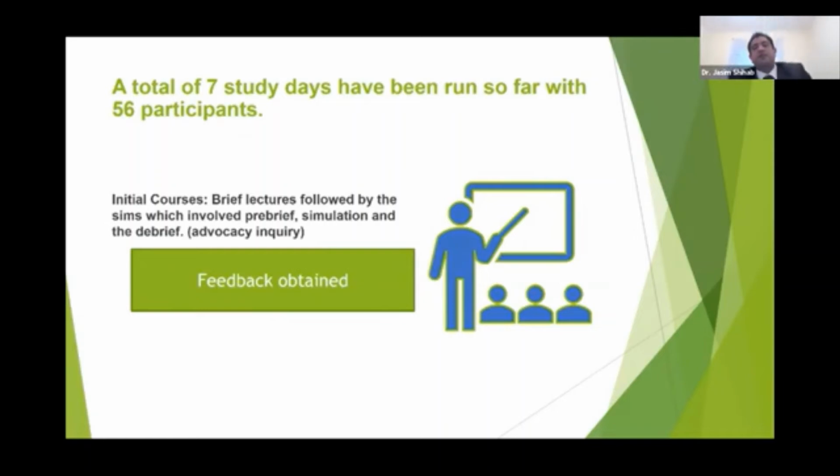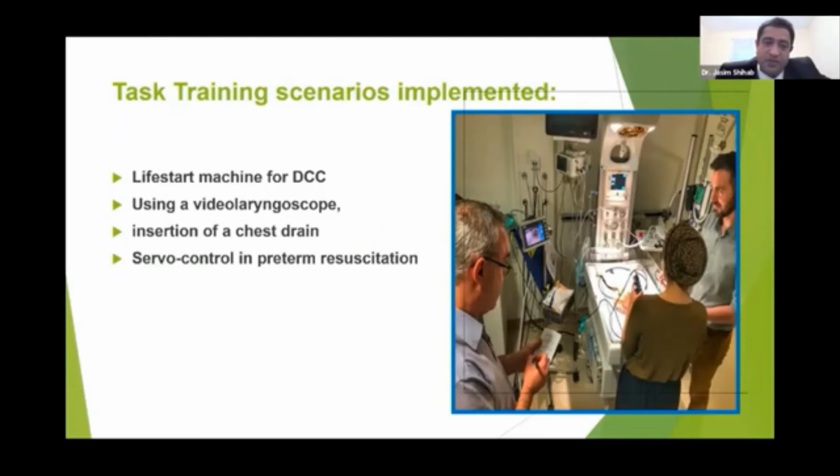with adequate safety practices. So for the initial courses, we gave brief lectures followed by sims, which involved a pre-brief, simulation, and debrief using the advocacy inquiry or debriefing with good judgment technique. After that, we obtained feedback after the first couple of courses, and the trainees told us that they wanted LifeStart. They wanted to know how to use the LifeStart.